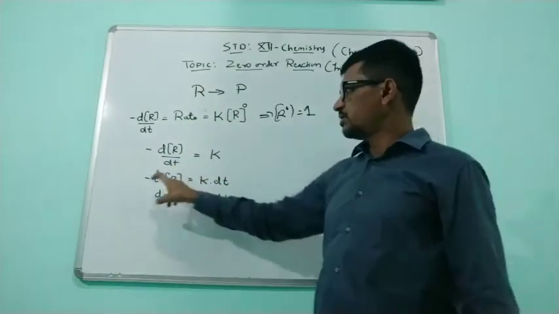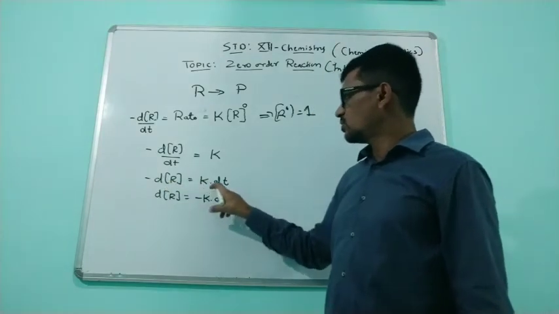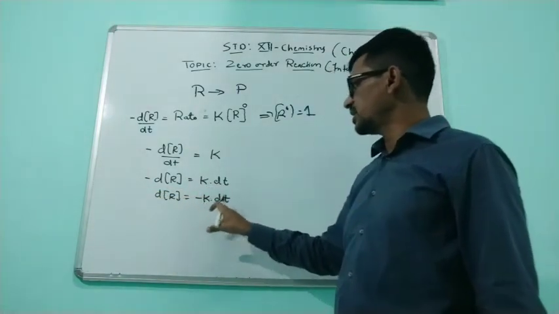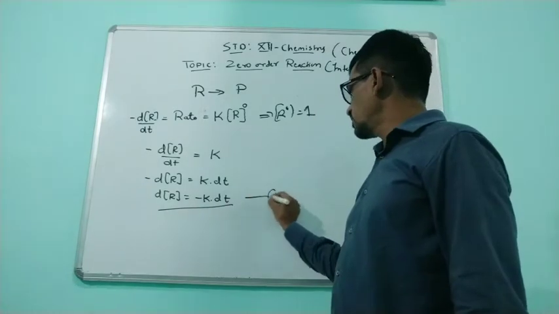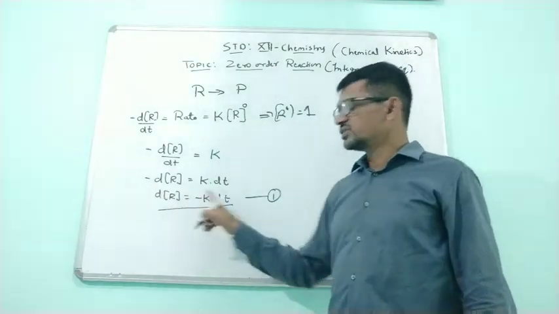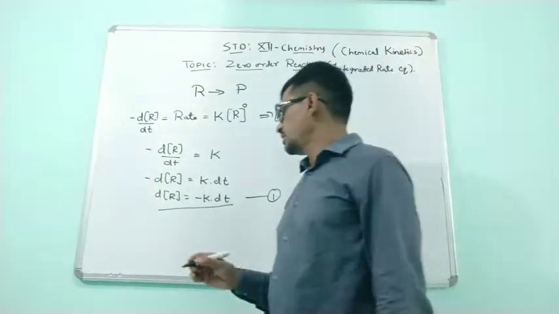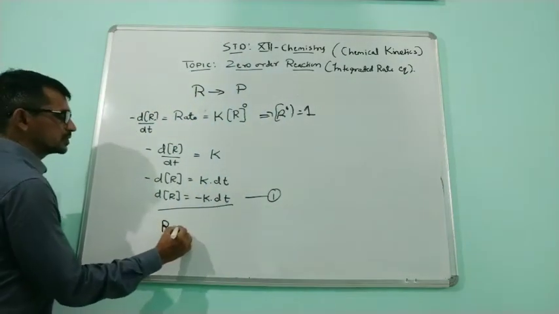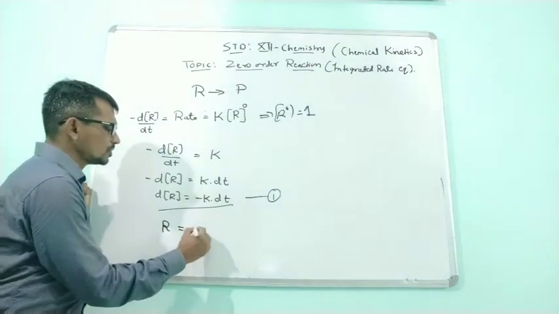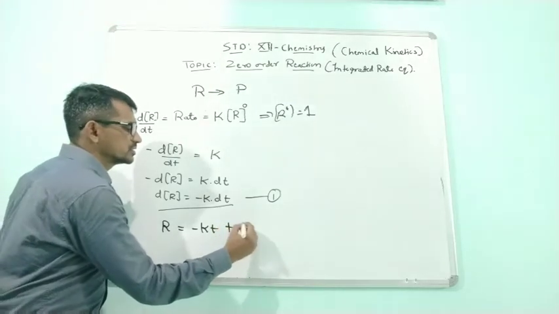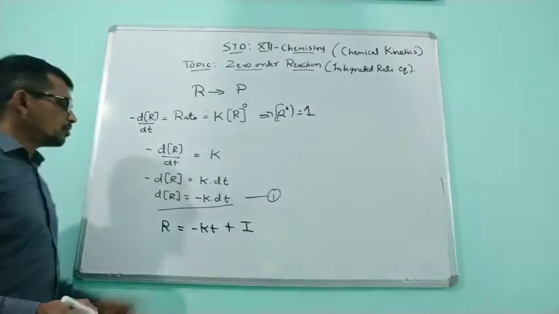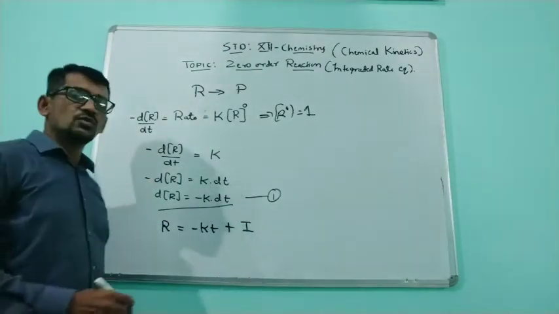Take dt to the other side, then minus d[R] is equal to k dt. Therefore, d[R] is equal to minus k dt. So that is equation number 1. On integrating equation number 1, it is converted to [R] is equal to minus kt plus I, where I is the integration constant.